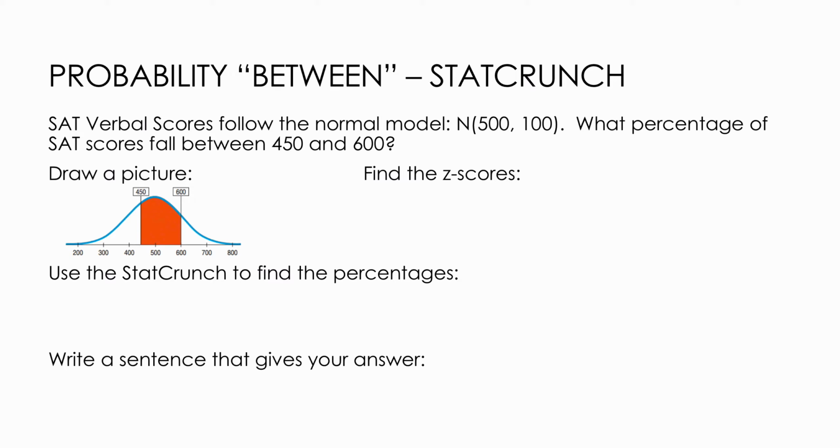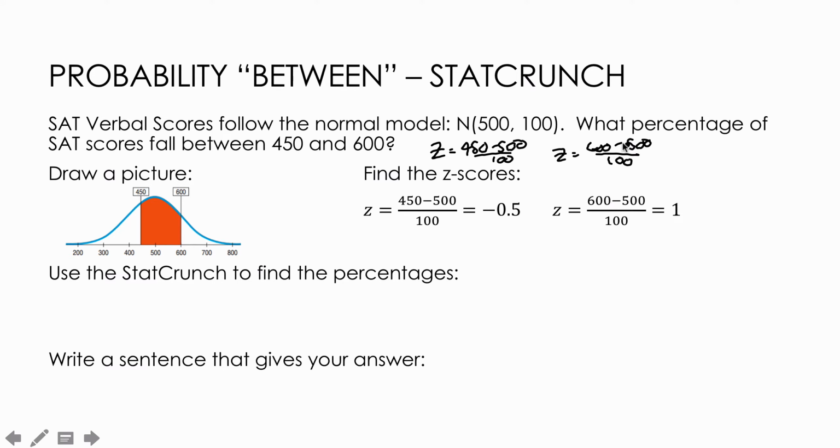So we will find the z-scores, and of course to find the z-score we take the observed minus expected. So we'll take 450 minus 500 divided by 100, and we will take 600 minus 500 divided by 100, and of course I've worked those out ahead of time, which is negative 0.5 and positive 1. So what we're looking for here is essentially the probability that negative 0.5 is less than z is less than 1.